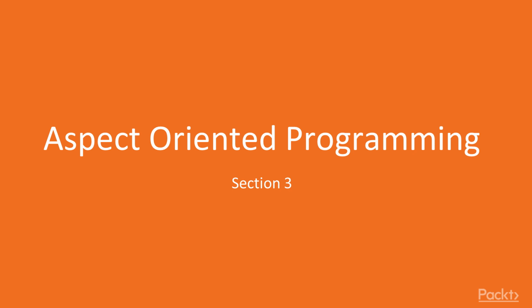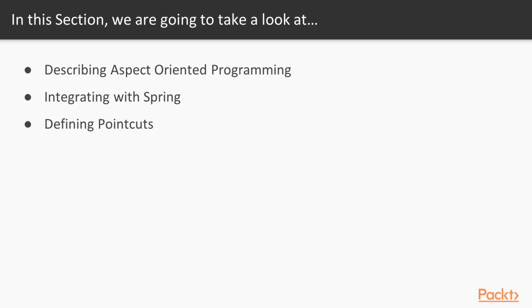Aspect-oriented programming is a way to program to intercept some calls, like the proxy pattern, and it can be embedded in the Spring application fairly easily. And in this video, we'll be describing what aspect-oriented programming is and how it integrates with Spring, and we will define what the pointcut is.